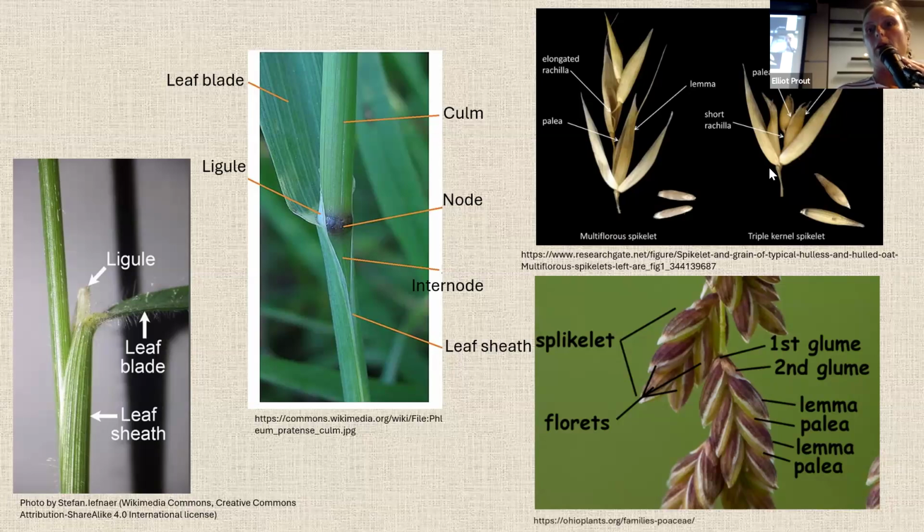This one over here, again, has upper and lower glumes, and this one has three little florets in there. You can see the lemmas are on the outside, the paleas on the inside, and inside of that is the floret.